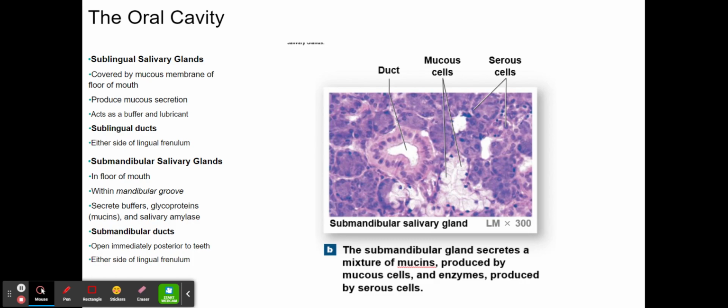3. The submandibular salivary glands lie along the inner surfaces of the mandible within a depression called the mandibular groove. Cells of the submandibular glands secrete a mixture of buffers, glycoproteins called mucins, and salivary amylase. The submandibular duct opens into the mouth on either side of the lingual frenulum, immediately posterior to the teeth.